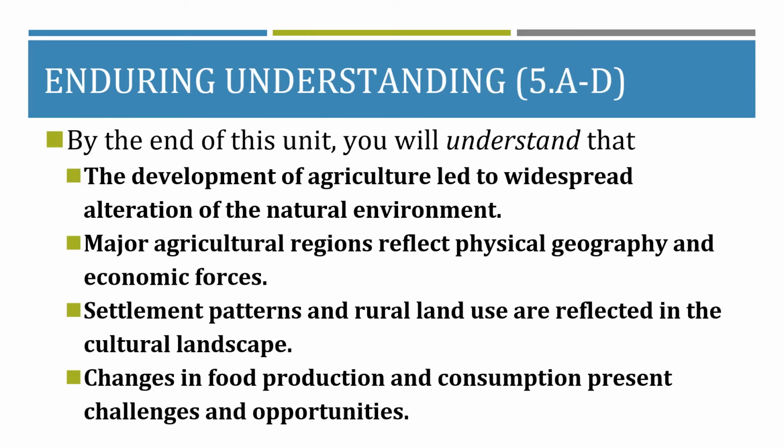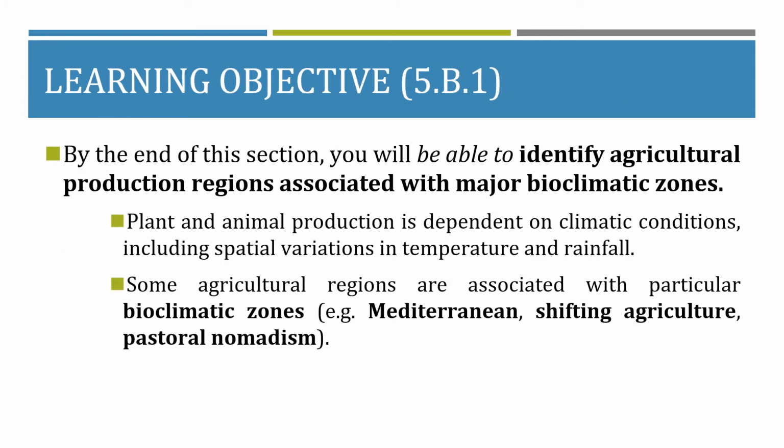By the end of this unit, you will understand that the development of agriculture led to widespread alteration of the natural environment. Major agricultural regions reflect physical geography and economic forces. Settlement patterns and rural land use are reflected in the cultural landscape, and changes in food production and consumption present challenges and opportunities. By the end of this section, you'll be able to identify agricultural production regions associated with major bioclimatic zones. Again, what determines what type of agriculture you do is primarily what type of climate you have.